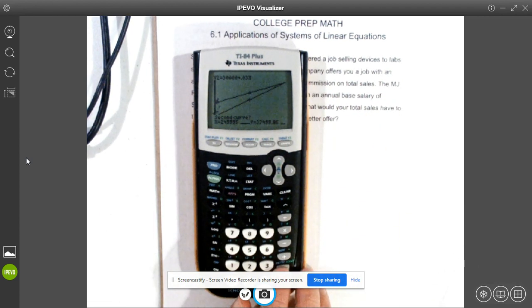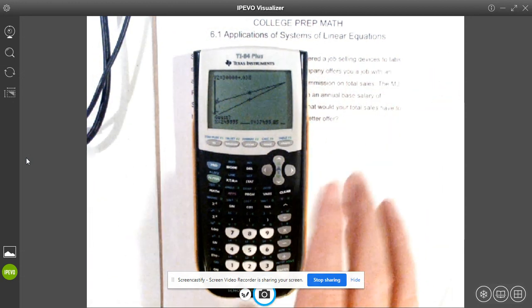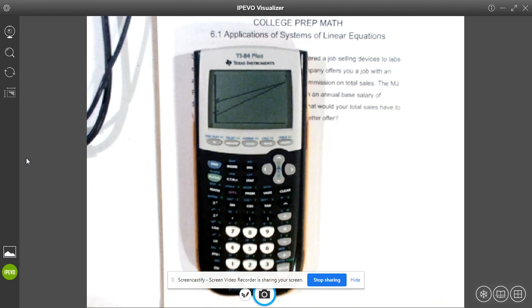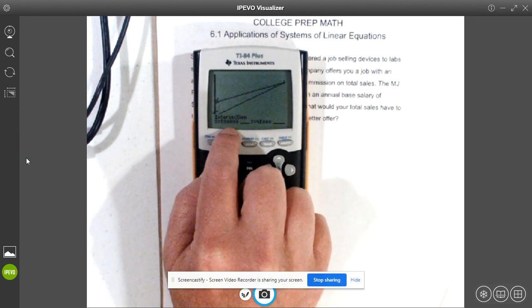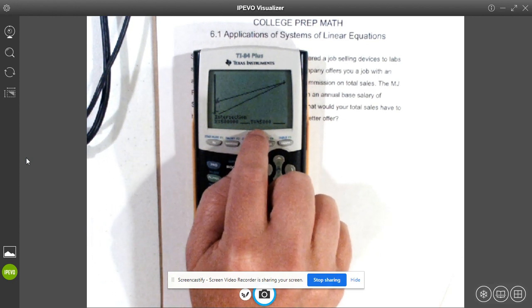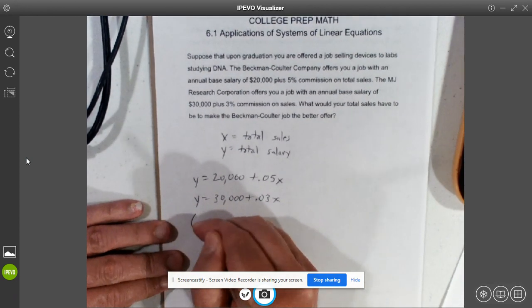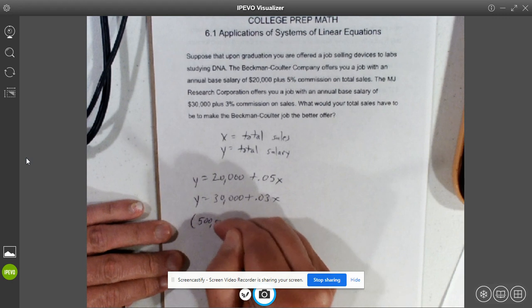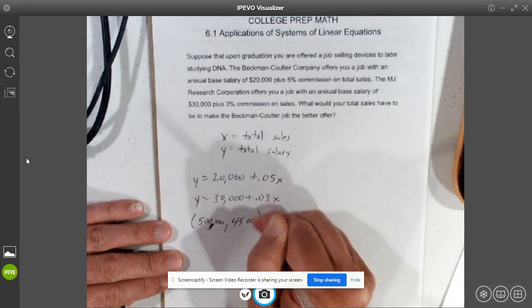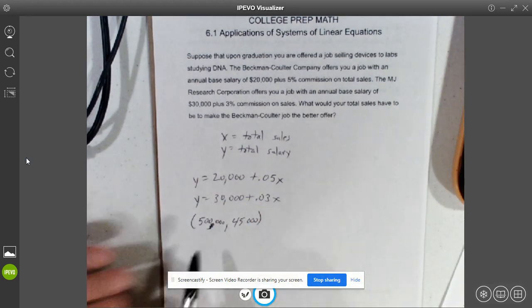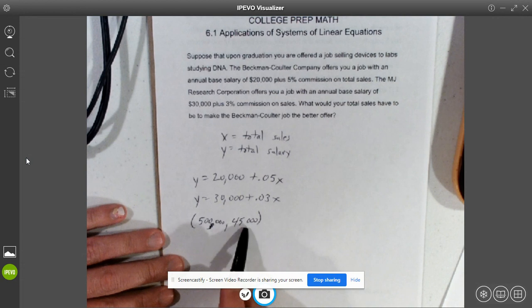If you've only got two lines, you really don't need to worry about this. It's going to say take a guess, which really wants you to move that cursor close. We really don't need to do that. It'll find that intersection, and there's the intersection. At 500,000 for X, you'd be making 45,000. So the intersection here was at (500,000, 45,000). Probably shouldn't include that comma there because it's going to mess up my ordered pair. So it says if I make $500,000 in sales, I'm going to be making the same amount of money for both of these. I'm going to be making $45,000.